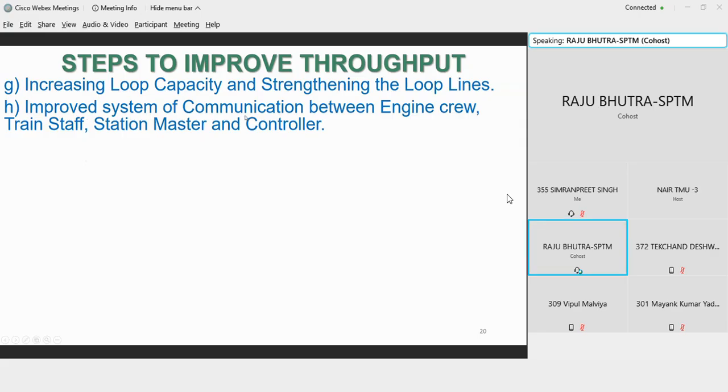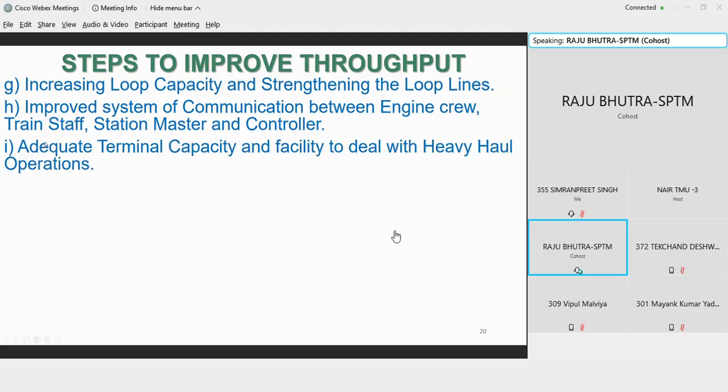Improved system of communication between engine crew, train staff, station master, and controller. Better communication will increase the efficiency and that will increase the throughput. Adequate terminal capacity and facility to deal with heavy haul operation. Heavy haul operations increase the throughput. We should have better terminal capacity and facilities at the terminals to deal with heavy haul operations.